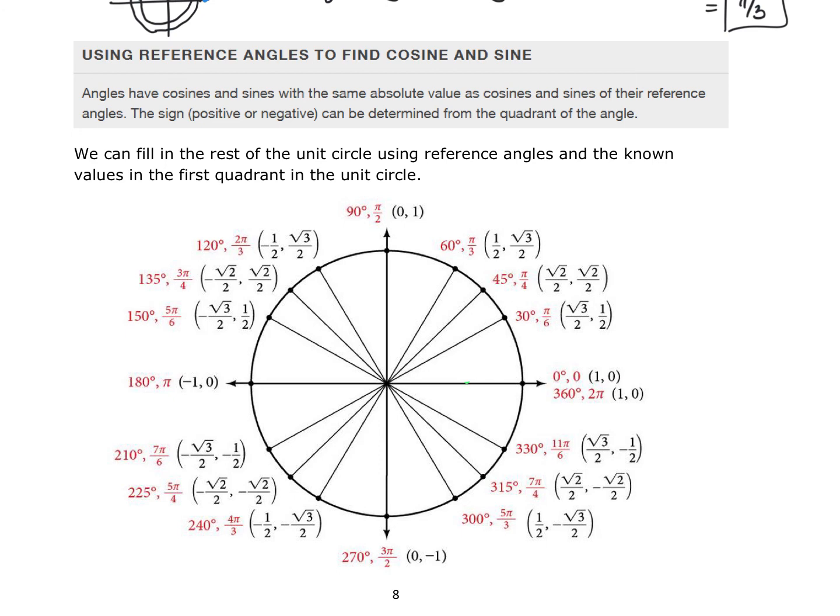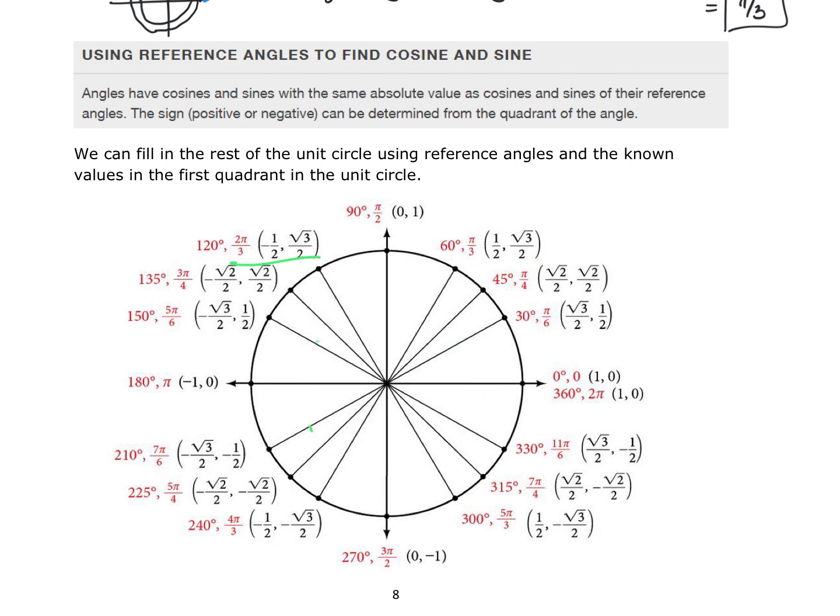Similarly, if I am talking about the pi over 4, this also has a reference angle of pi over 4, and this one, and this one. So all of these will have the same x and y values with the appropriate negative attached to them. Lastly, the pi over 3, all of these will have the same values with the appropriate negative attached to them.